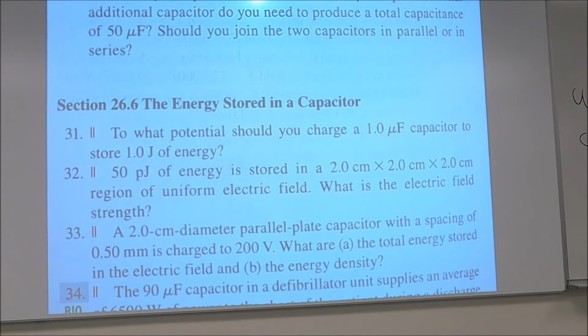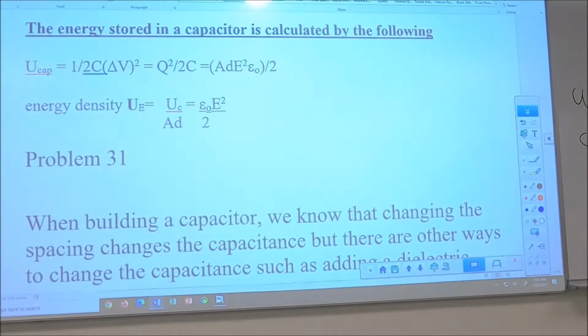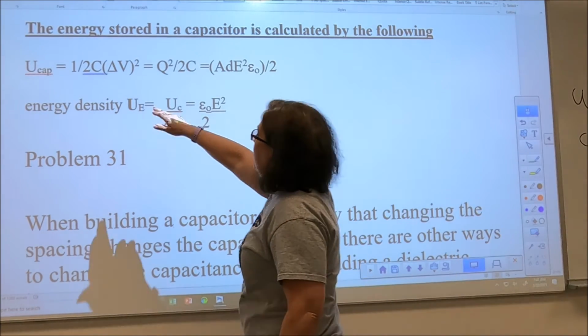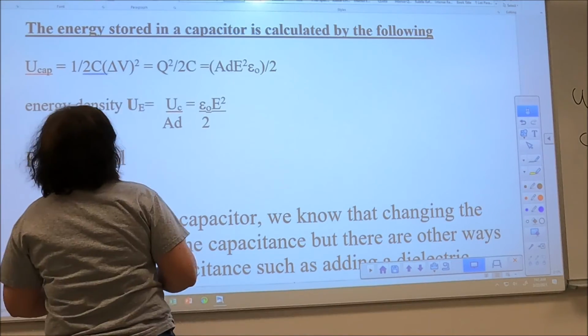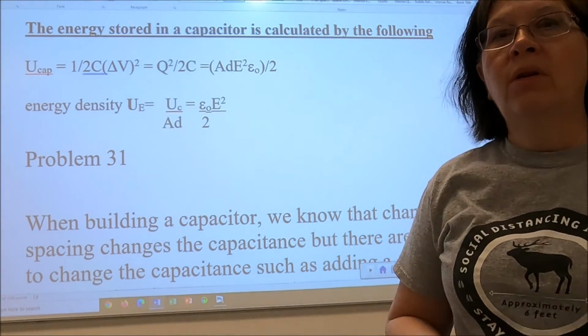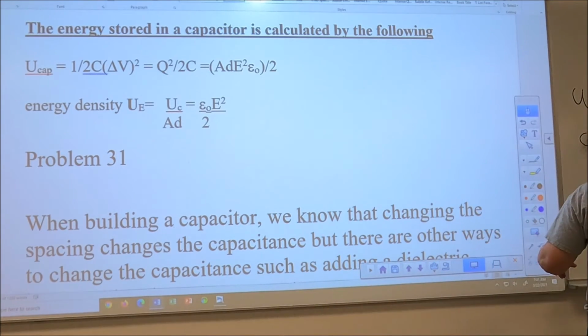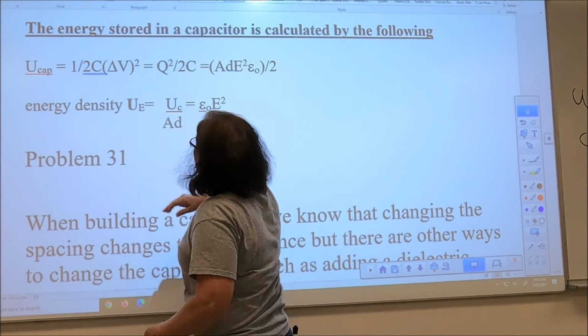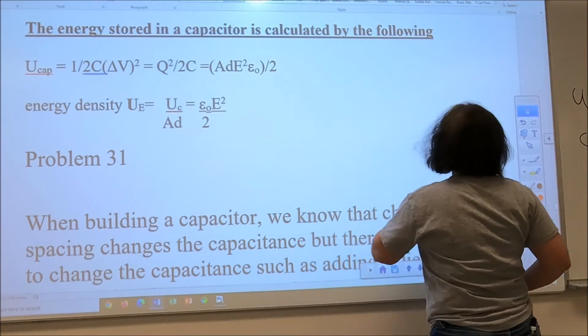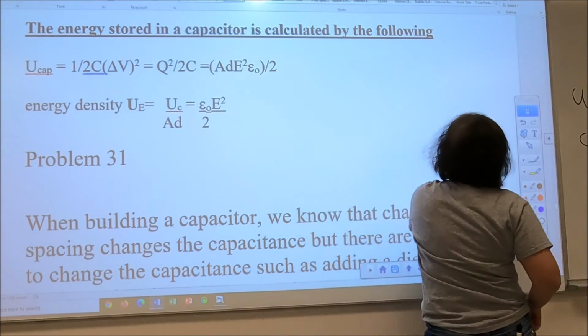Okay? Now let's look at our equations again. We're given U and we're given C, and we're asked delta V. It asks us what potential. So we're going to use this first equation. Okay? So we're going to use this one. So I'm going to work it over here.